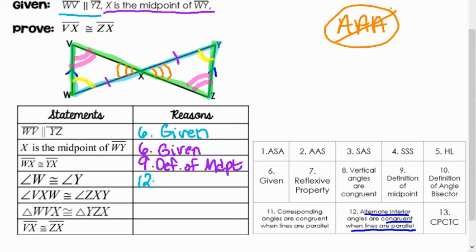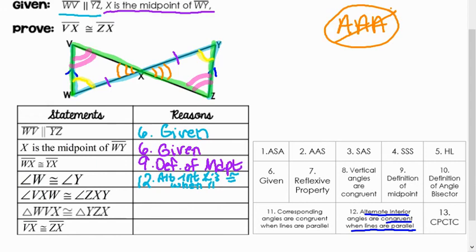So choice 12 says alternate interior angles congruent. Alternate interior angles congruent when parallel, when the lines are parallel. So I'm just abbreviating with our symbols there. If you like to just put the numbers, you can. Okay, but I like to kind of put both. Okay, so that gave us an angle that was congruent.